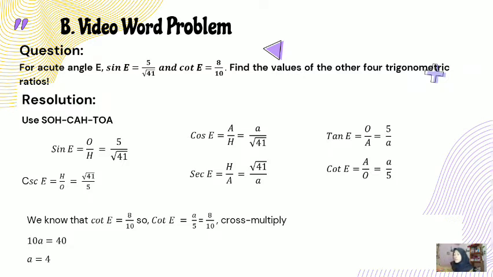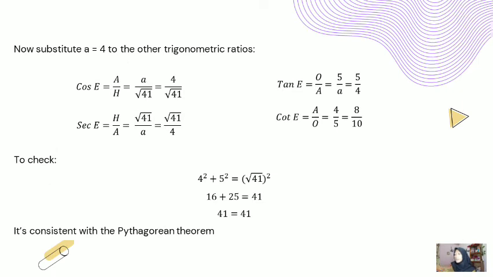Cross multiply, so we get 10A equals 40, and divide both sides by 10, so A equals 4. Now substitute A equals 4 into the other trigonometric ratios. Cos A equals adjacent per hypotenuse, or 4 per square root 41, and sec A equals hypotenuse per adjacent, which is square root 41 per 4.